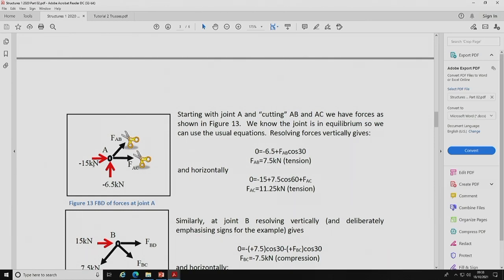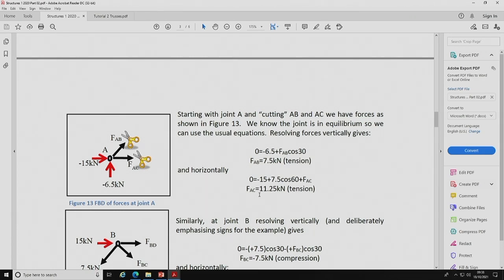And if you resolve the forces in the horizontal direction, you have got no component from this 6.5, so you have got minus 15, and then FAB's horizontal component, which is cosine 60, plus FAC equal to 0. And this gives you, again, 11.25 kilonewton tension.